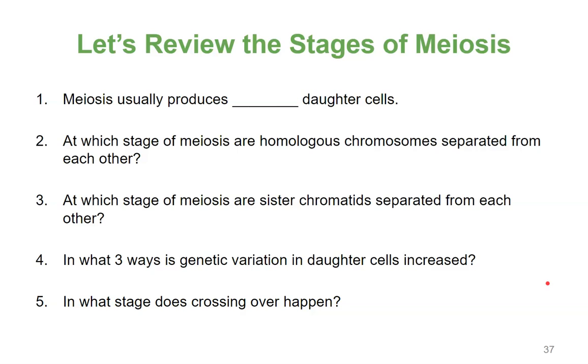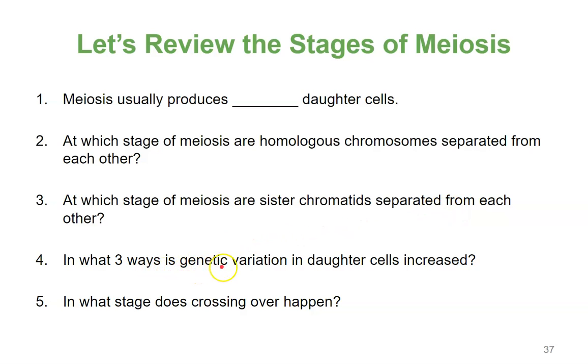Alright, so let's review the stages of meiosis. So meiosis usually produces 4 daughter cells, right? 4 daughter cells. At which stage of meiosis are homologous chromosomes separated from each other? That's going to be metaphase 1, homologous chromosomes. At which stage of meiosis are sister chromatids separated? That's at meiosis 2. Or sorry, metaphase 1 and anaphase 1. Metaphase 2 and anaphase 2.